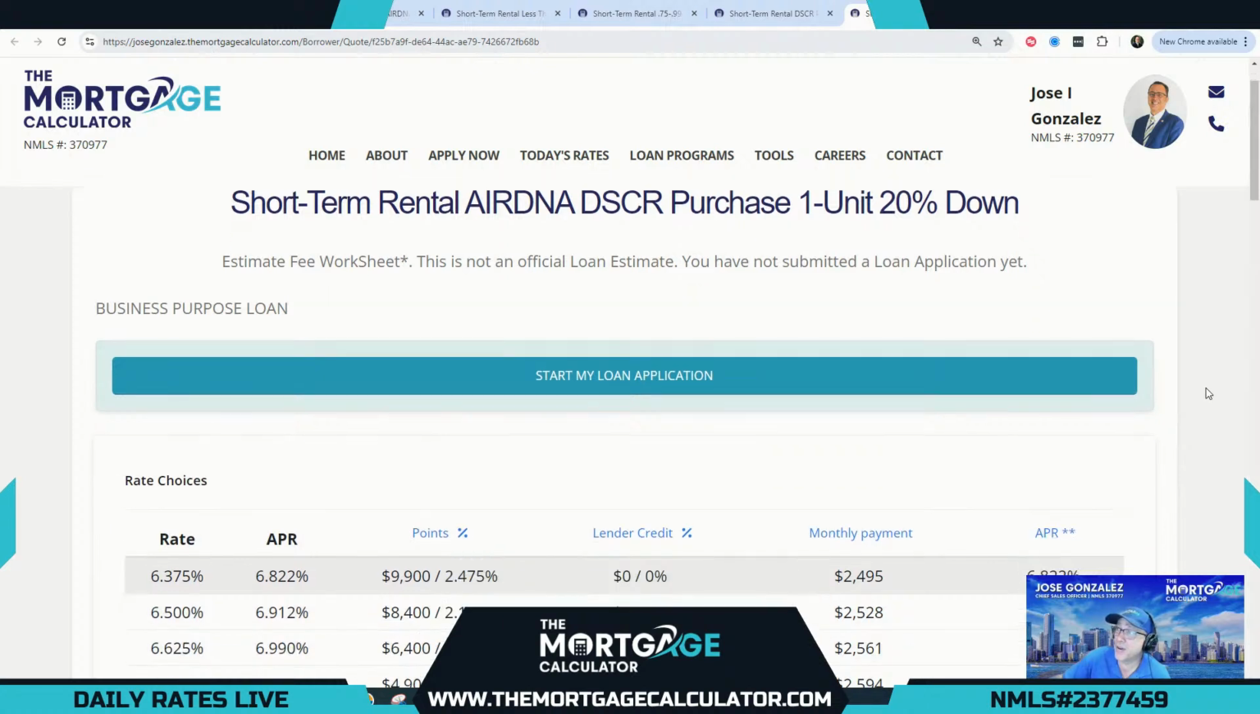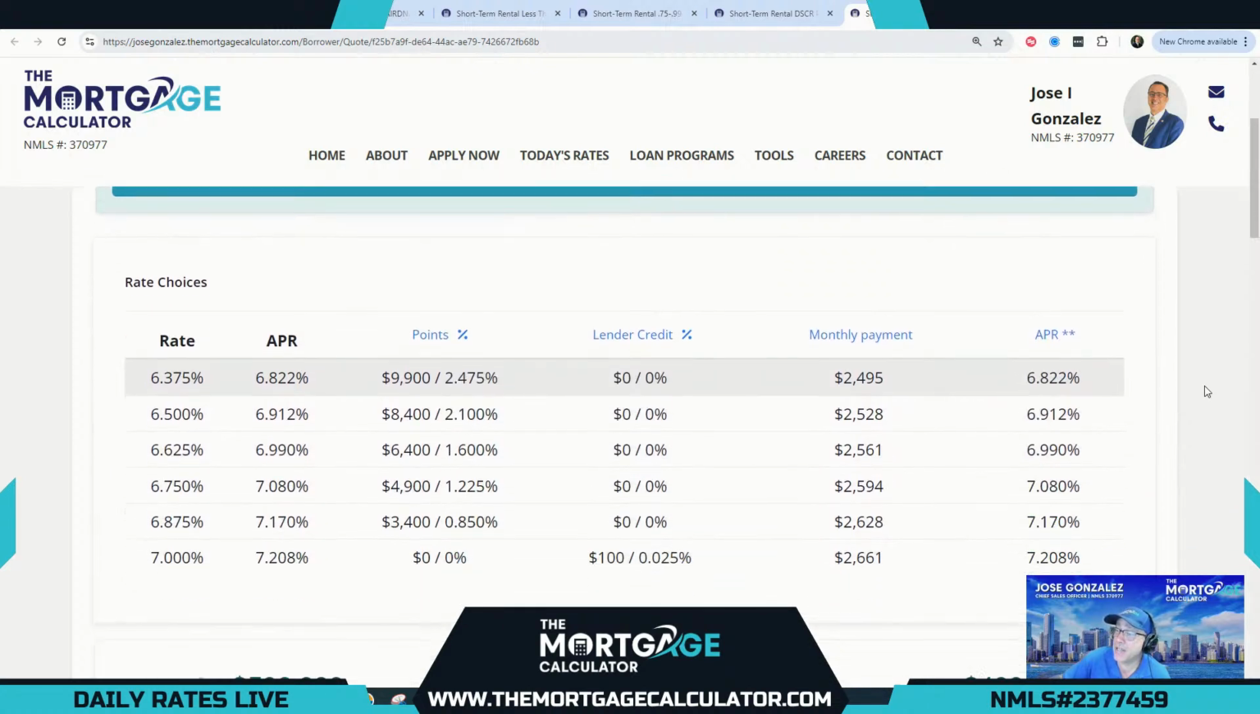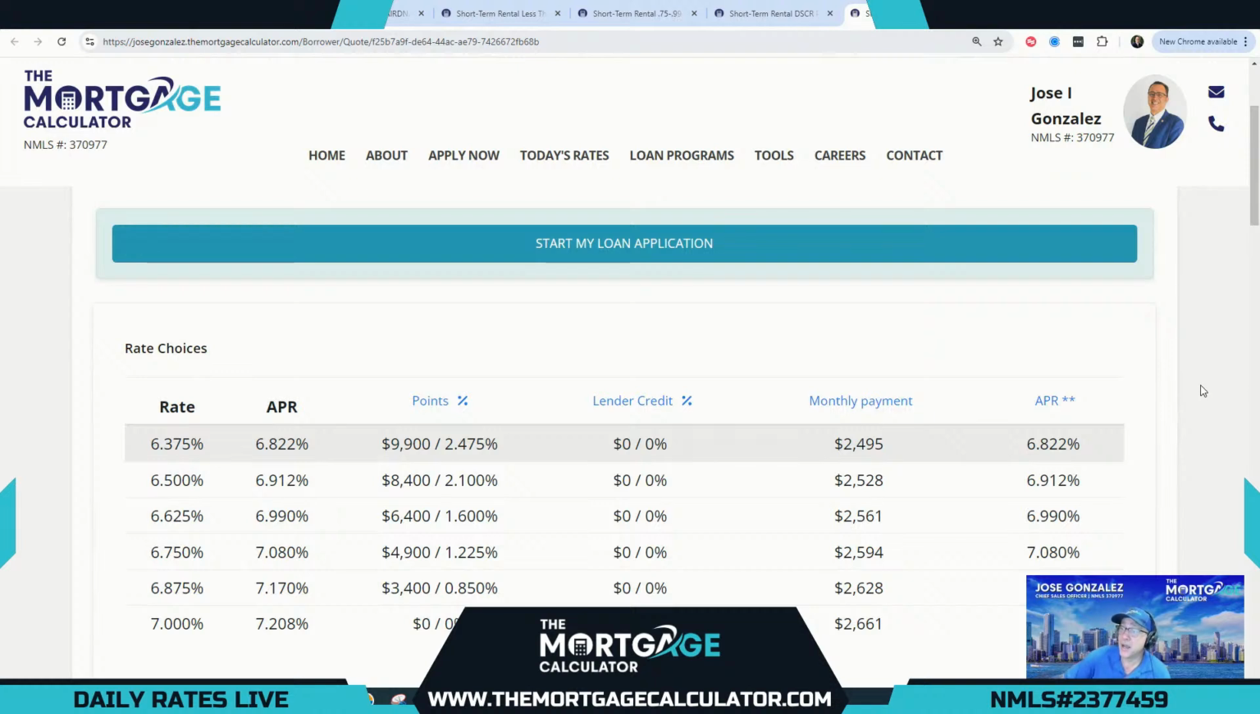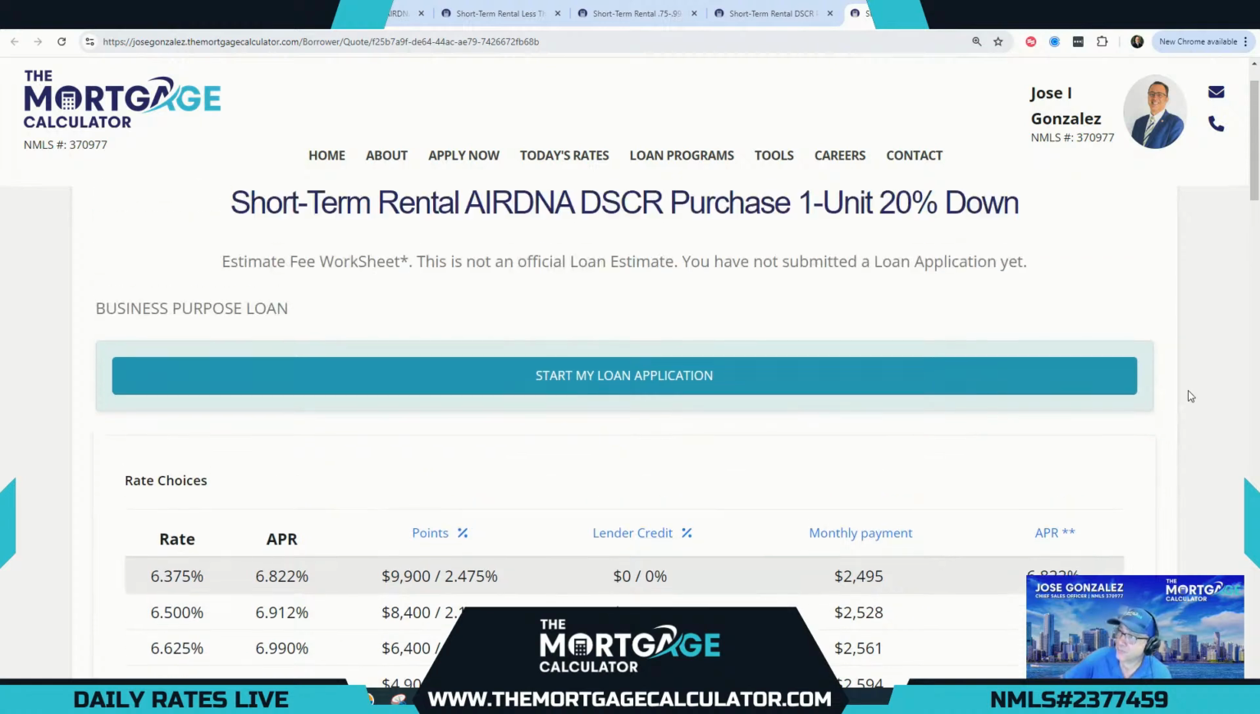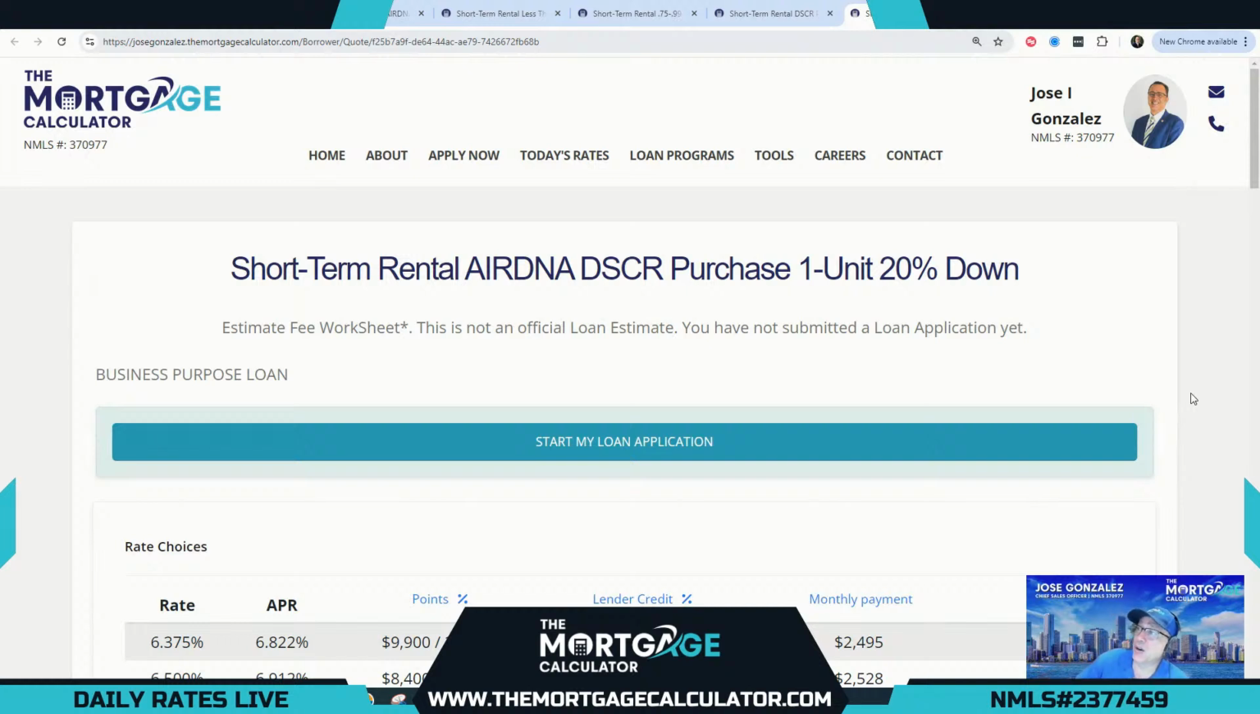So using AirDNA, minimum down payment is 20%. However, look at those rates. We're looking at 7% as our lowest cost option, with actually a lender credit of 0.025 points. And you can buy that down all the way to 6.375 at a cost of 2.475 points. For our DSCR purchase option with 20% down using AirDNA.